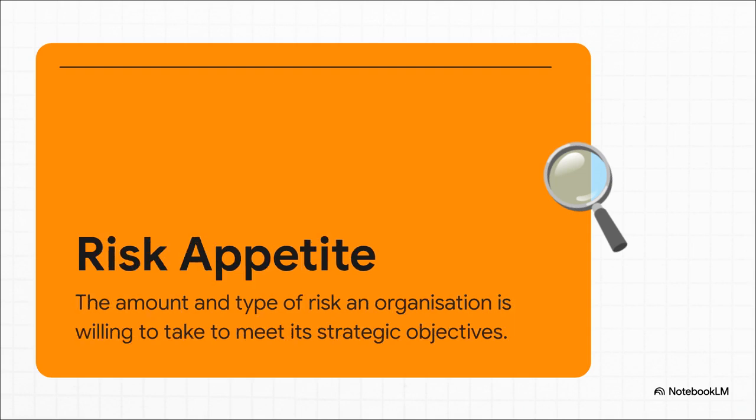And our last flashcard, a super important one from stage 1, risk appetite. This is that North Star we talked about. It's simply the amount and type of risk a company is willing to stomach to hit its goals. And you have to nail this down right at the very beginning when you're specifying the problem.